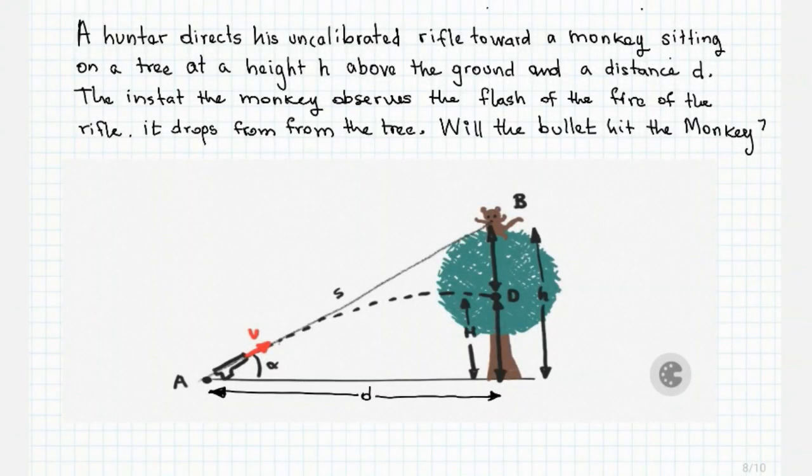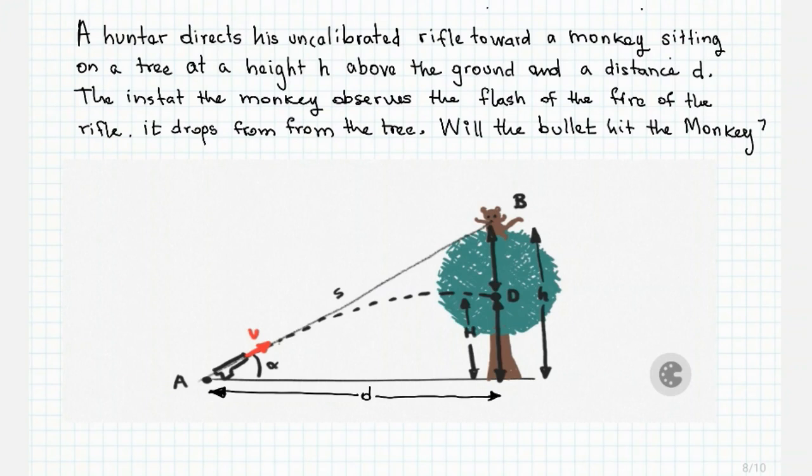We want to solve this problem. A hunter directs his uncalibrated rifle toward a monkey sitting on a tree at a height h above the ground and at distance d. The instant the monkey observes the flash of the fire of the rifle, it drops from the tree. Will the bullet hit the monkey?